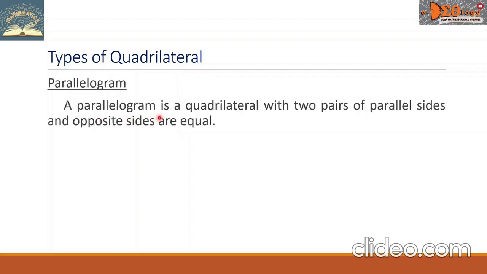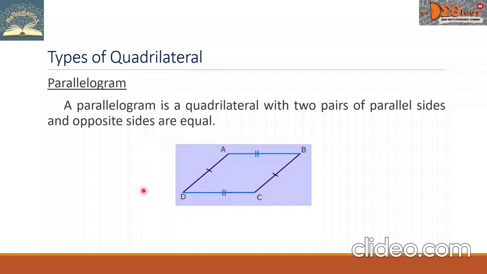Then let us discuss types of quadrilateral. The first is parallelogram. A parallelogram is a quadrilateral with 2 pairs of parallel sides and opposite sides are equal. This is a picture of a parallelogram.